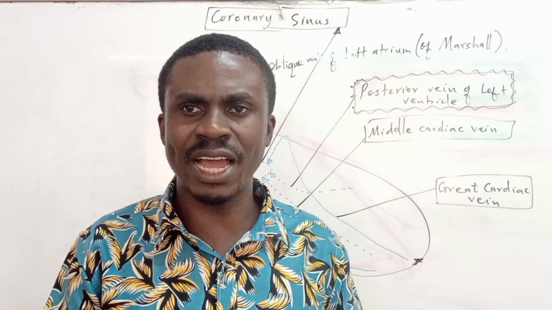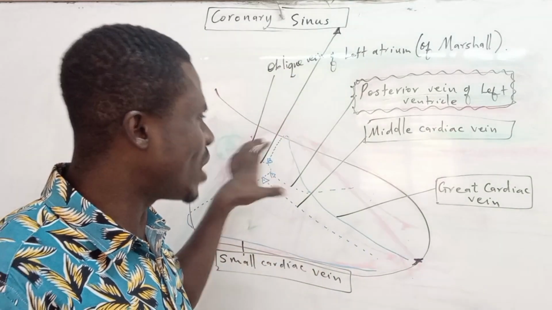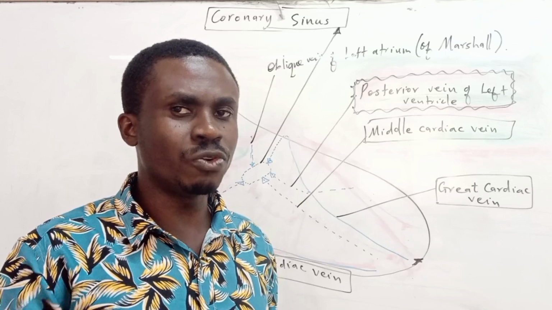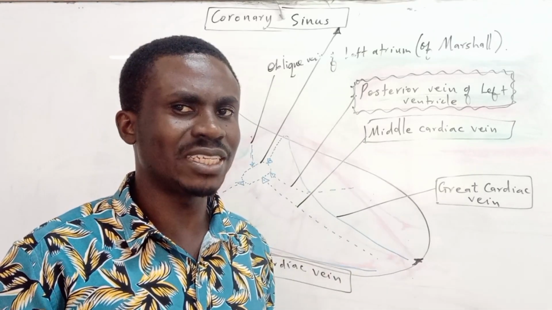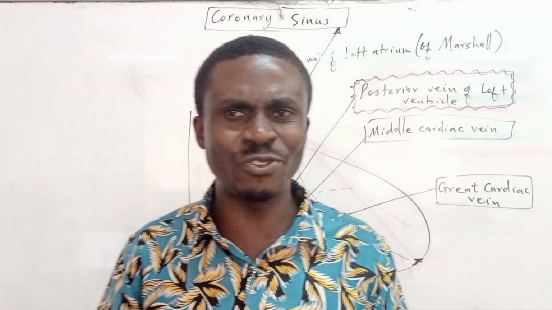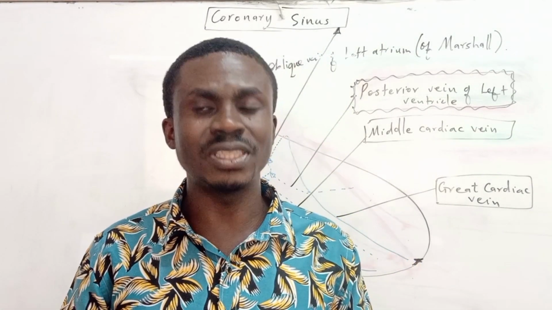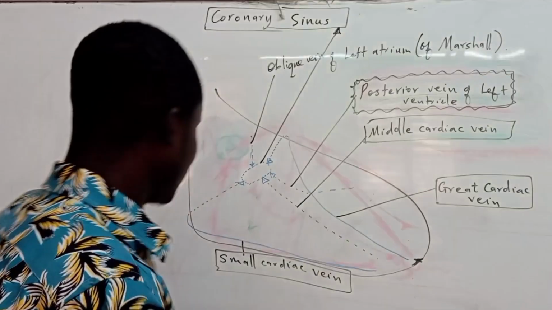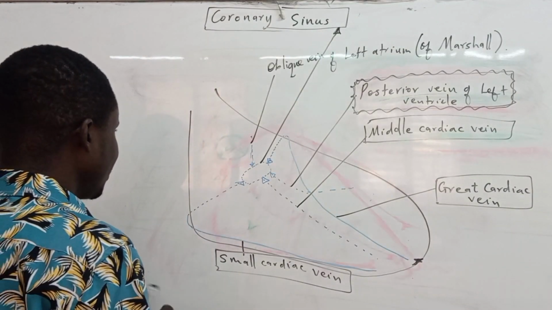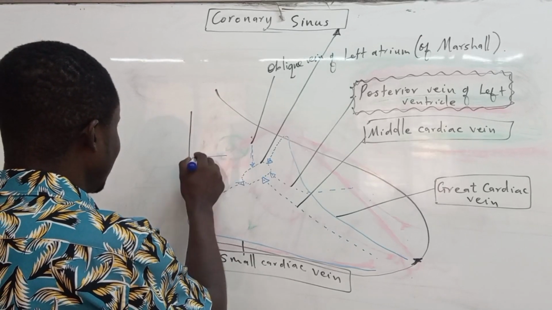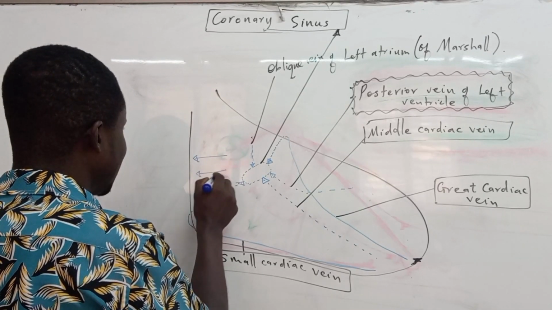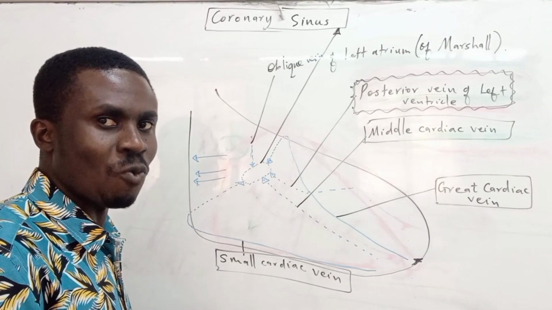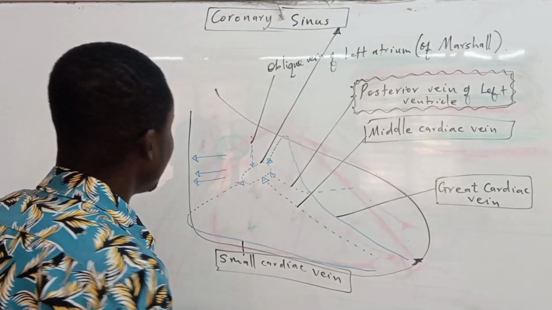But my friends, there is a catch. There are some veins that don't drain into what we call the coronary sinus. They want to do their own thing. They want to drain directly into the right atrium of the heart. And interestingly, they don't even drain into the smooth posterior wall. They drain into the rough anterior wall. So sometimes there are some veins that drain directly into what we call the rough anterior wall of the right atrium.